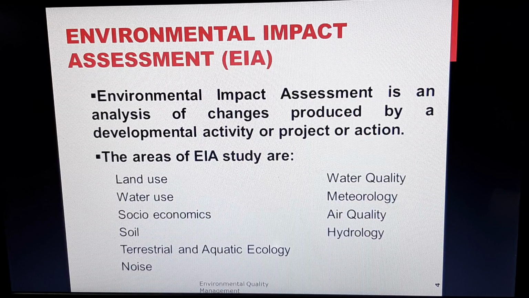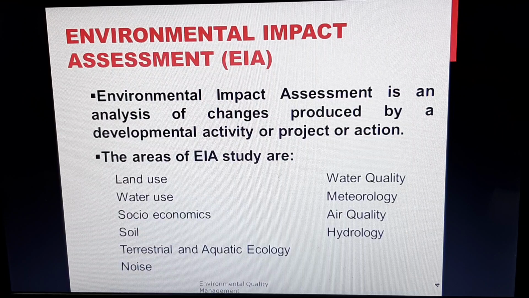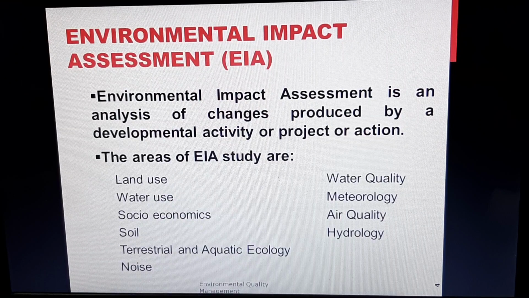The next and very important topic is environmental impact assessment. Now, this is an analysis of changes produced by a developmental activity or project or action. We need to assess that if a factory is put up and the production starts, then what is the harm that the production process is actually going to cause to the environment around. The areas of EIA study would be land use, water quality, and the rest you can see on the slide. The detailed notes I've already sent to you.